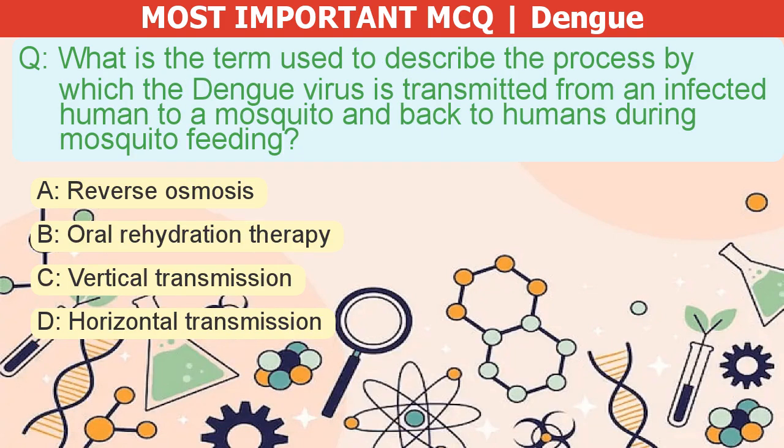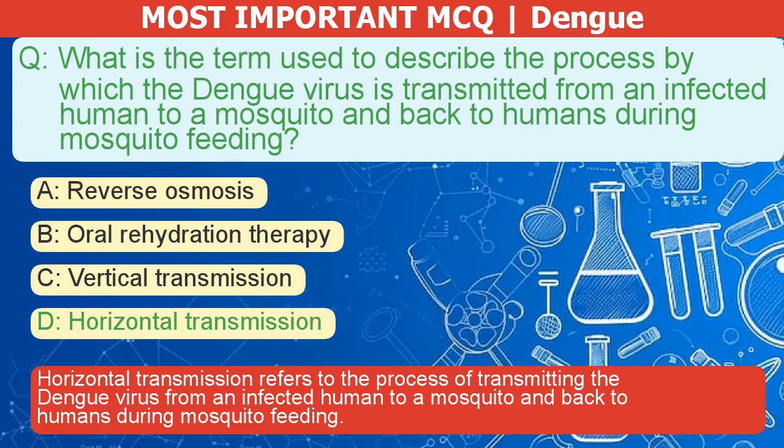What is the term used to describe the process by which the dengue virus is transmitted from an infected human to a mosquito and back to humans during mosquito feeding? A. Reverse osmosis. B. Oral rehydration therapy. C. Vertical transmission. D. Horizontal transmission. The correct answer is D. Horizontal transmission refers to the process of transmitting the dengue virus from an infected human to a mosquito and back to humans during mosquito feeding.